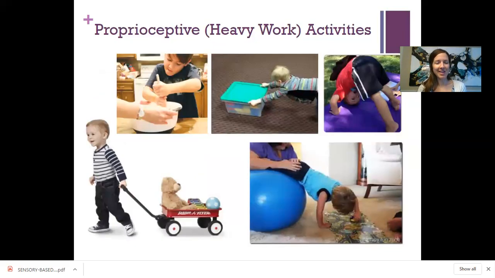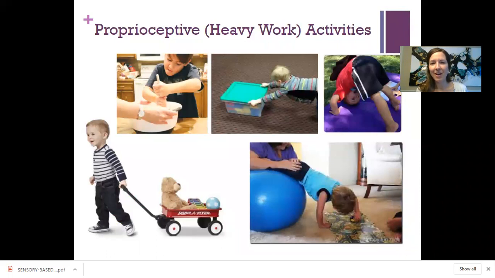More examples: the kid on the top left is using his muscles to stir some cookie dough. So yeah, stirring and scooping thicker food items is good heavy work. The kid in the top middle is pushing all his toys from the shelf to his play area. Pushing and pulling are very good heavy work. The little boy on the bottom left is pulling his toys in a wagon.